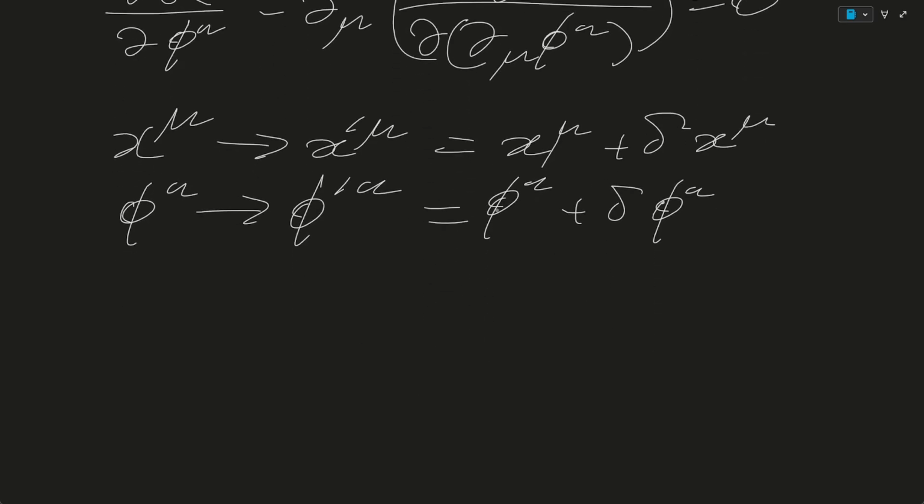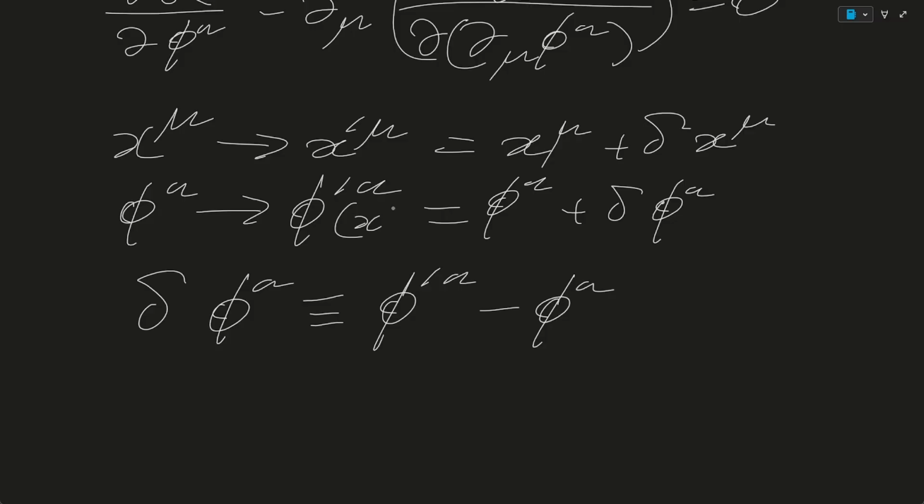Now, what is this? Well, we can rearrange, and we can say that our delta phi a, or the minute change in our scalar fields, is equivalent to the new position minus the old position. Let it be known that this takes x dash, whereas this takes x. So x dash, and that also takes x. And this takes x. This is going to be x, and this is also going to be an x.